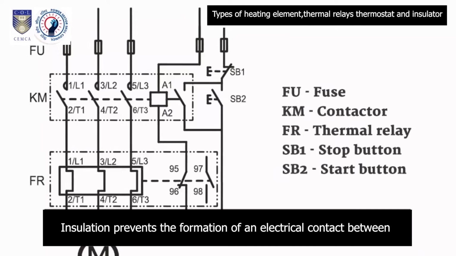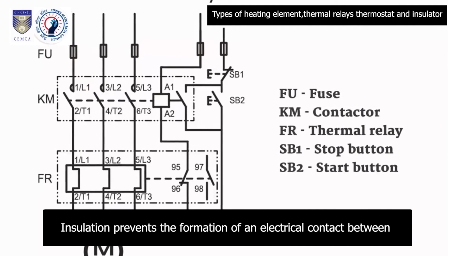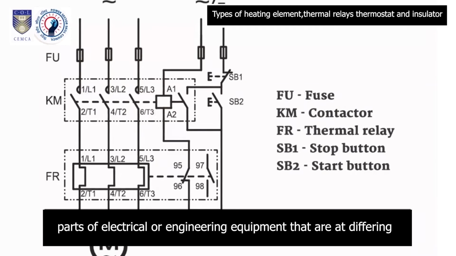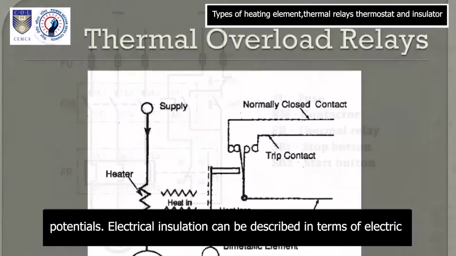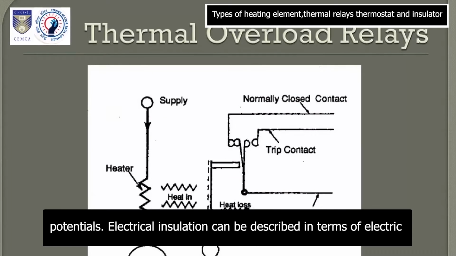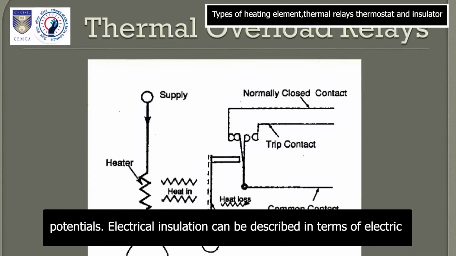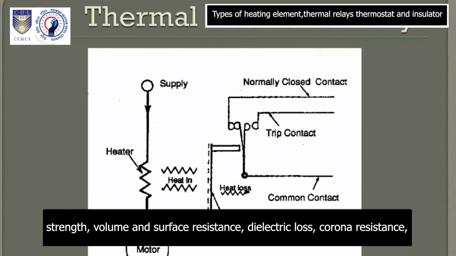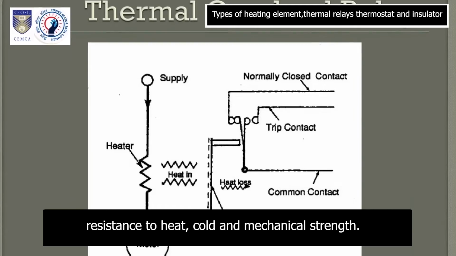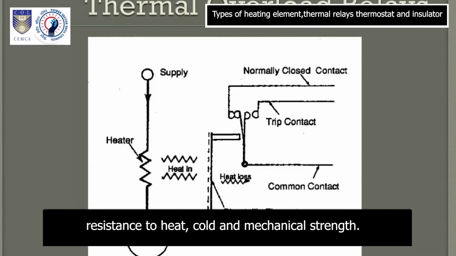Insulation prevents the formation of an electrical contact between parts of electrical or engineering equipment that are at differing potentials. Electrical insulation can be described in terms of electric strength, volume and surface resistance, dielectric loss, corona resistance, resistance to heat, cold and mechanical strength.